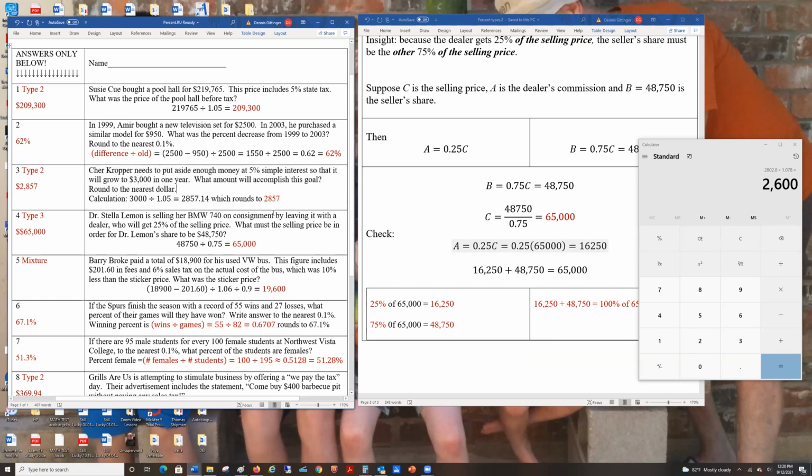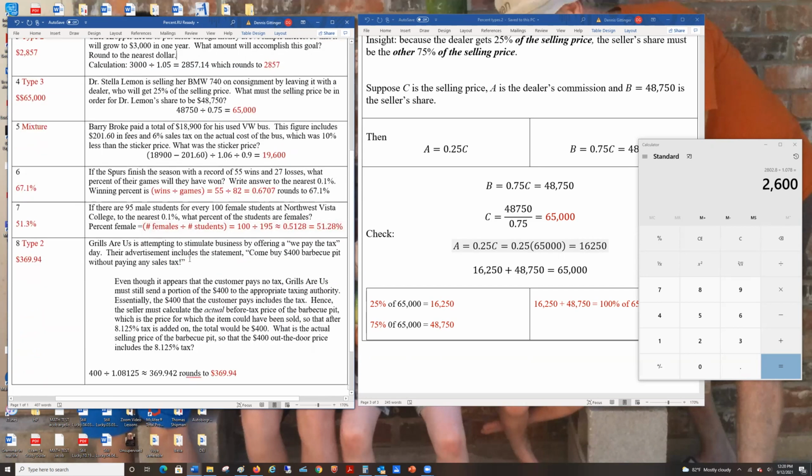Okay. Another type 2 problem is number 8. You've seen this before. We pay the tax, so they're going to sell a barbecue pit for 400 bucks, tax included, and the tax is 8.125%. That is 0.08125. And you must divide the 400 by that, because why?